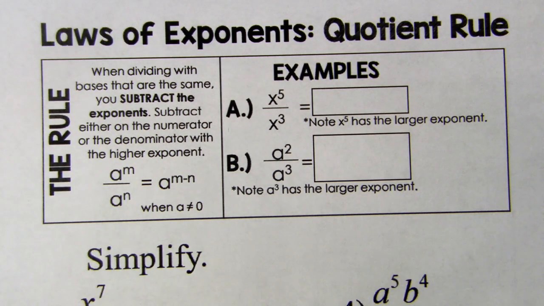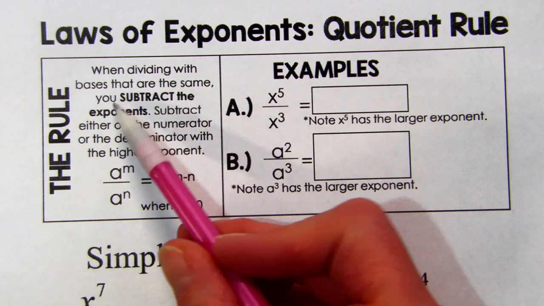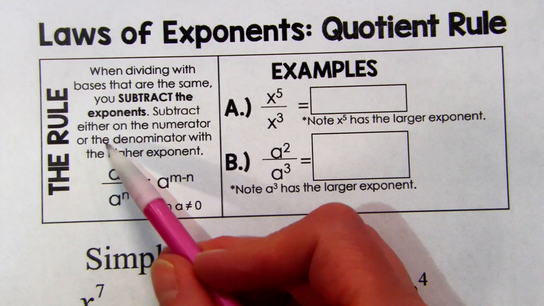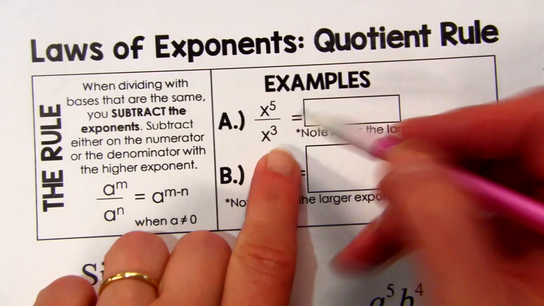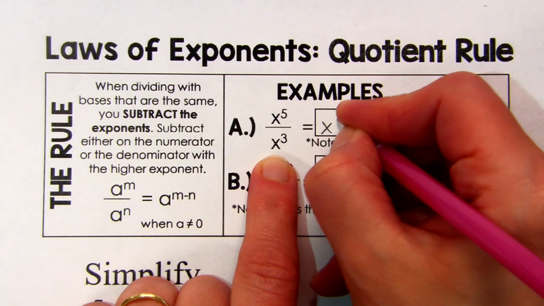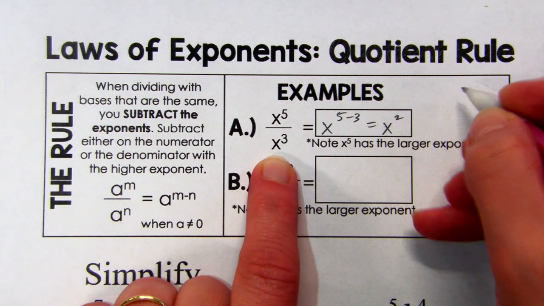All right, laws of exponents, quotient rule. When dividing with bases that are the same, you subtract the exponents. Subtract either on the numerator or on the denominator with the higher amount. So what they mean is, if I've got x to the fifth over x to the third, I'm going to take x to the 5 minus 3, and we get x squared.